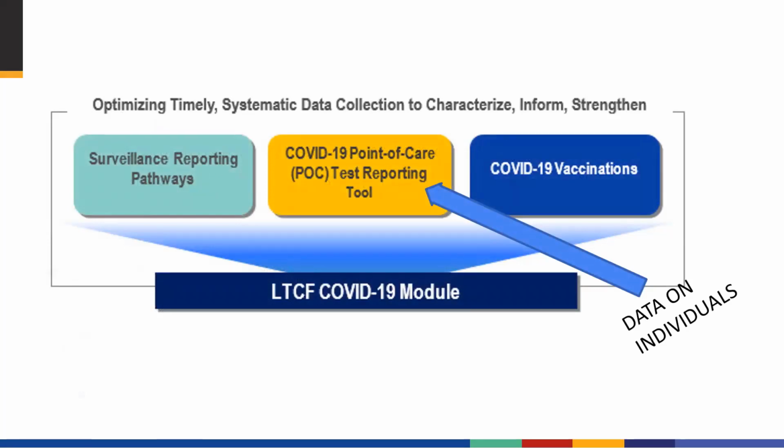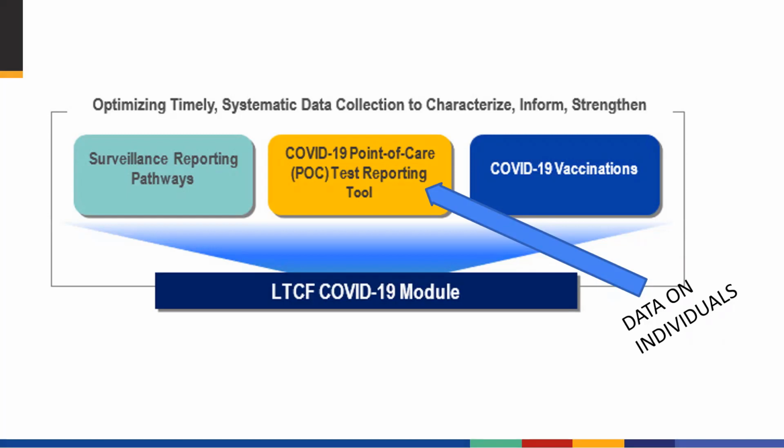This schematic portrays the various elements of the long-term care facility COVID-19 module. The surveillance reporting pathways provide information on disease impacts on residents and staff, as well as the medical equipment and supplies needed to care for ill residents and prevent the introduction or spread of the disease within the facility. NHSN also has a surveillance tool for collecting COVID-19 vaccinations within long-term care facilities. We will not be discussing either of these reporting means today.